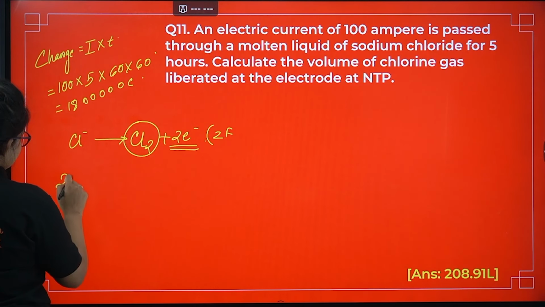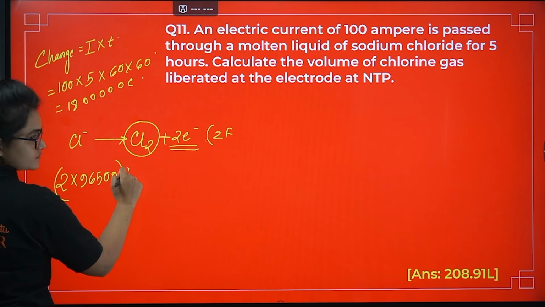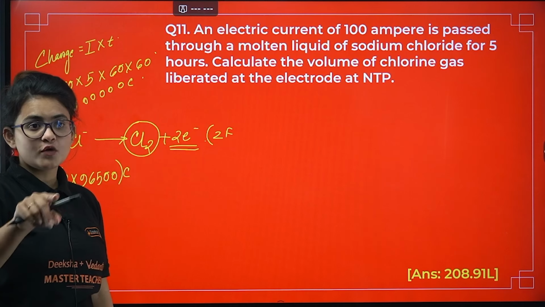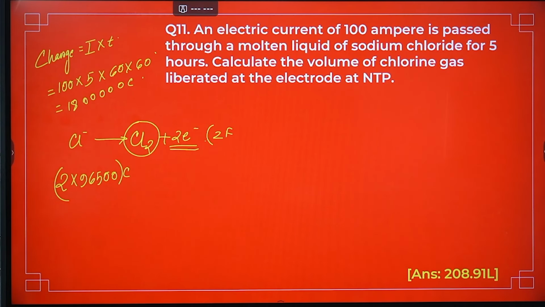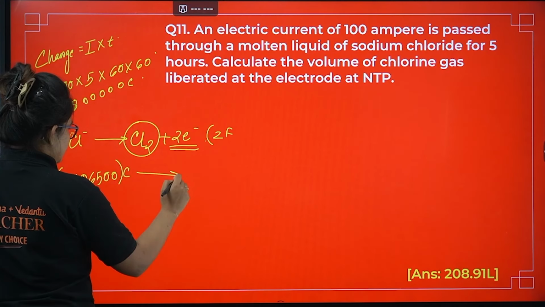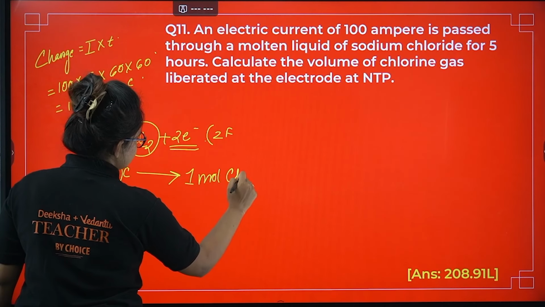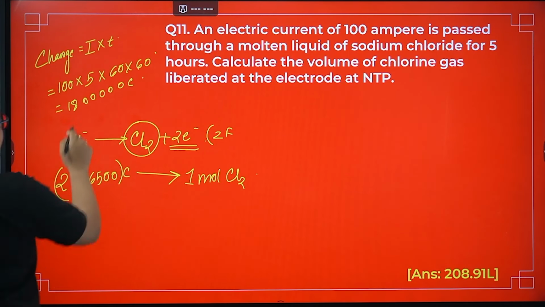So from here I can write 2 into 96500 coulomb. Okay, 2 into 96500 coulomb will give you 1 mole of chlorine, 1 mole of Cl2. Hence, how much charge did I get?